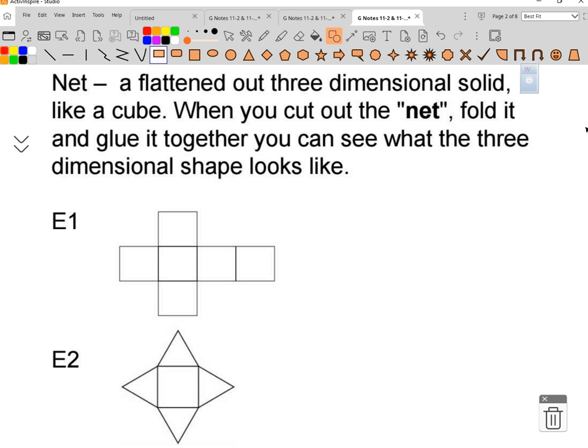So we're talking about solids today. They're three-dimensional figures. This is a two-dimensional shape, right? Of length and width, we can find the perimeter of it, right? So this looks a lot like that, right? If you fold it, you see now it looks like a box, right?